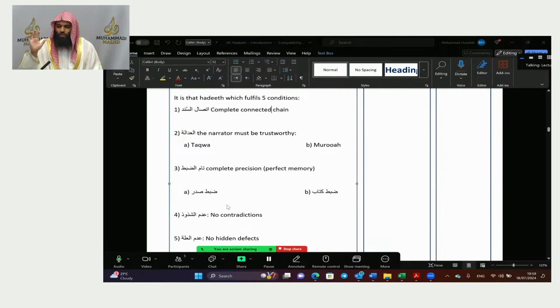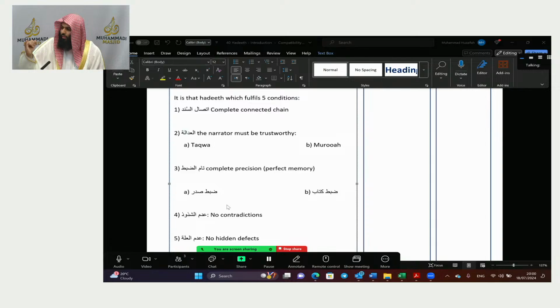Okay? Right. So these are the 5 conditions. What are the 5 conditions? The first 3, we have to have complete chain of narration. All of the narrators have to be trustworthy. And they all have to have perfect memory. Don't say good memory, perfect memory, because good is going to come in hasan. And the 2 things that we can't have is no contradictions and no hidden defects. Right. Everyone understood? Ahmed, repeat the 5 conditions.